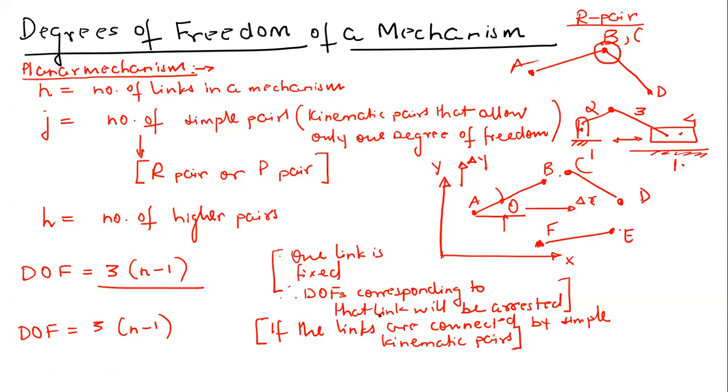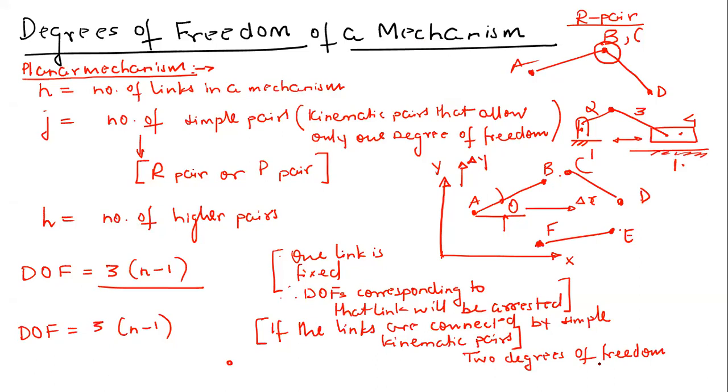So here, just tell me now what will be the degree of freedom of the mechanism if all these links are going to be connected by kinematic pairs. So 3n minus 1. So what should be the next step? Shall I subtract here anything or shall I add here anything? Just tell me. Sir, we should subtract the arrested degrees of freedom.